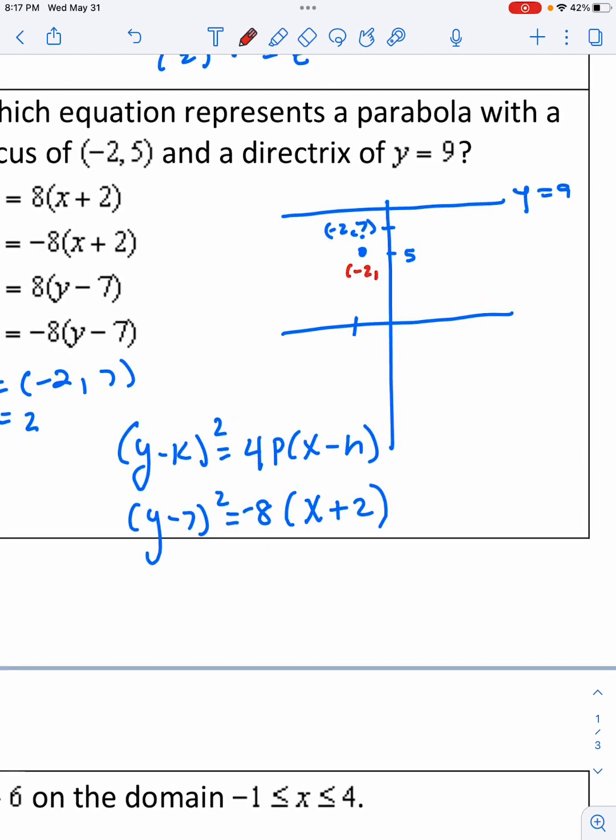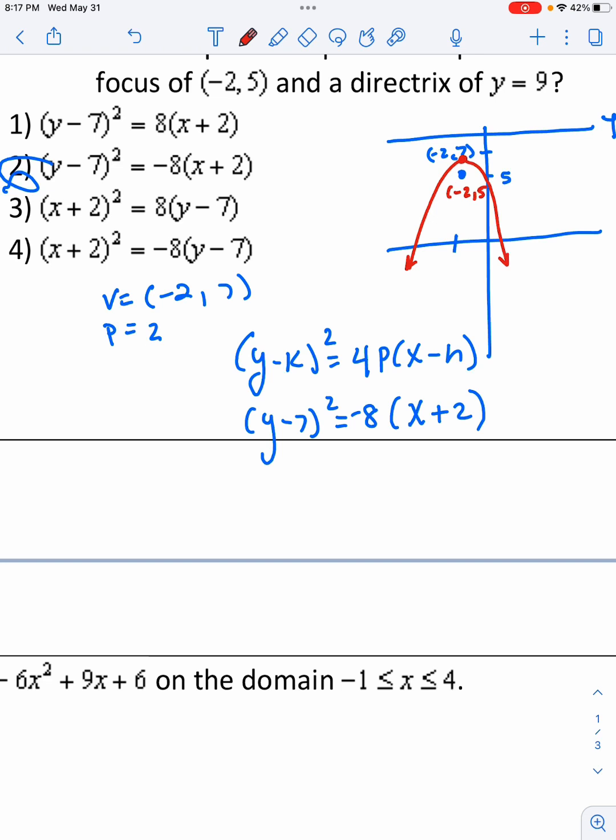-2, 5. Therefore, since our focus is below our directrix, we know that our vertex needs to be in the middle of that. So our vertex is going to be at -2, 7, and our parabola is going to open up or down. So we have our vertex at -2, 7, our p-value of 2, and we're going to plug into this equation here: y minus k squared equals 4p times x minus h. So just plugging in our values h, k, and p, and you should get choice 2.